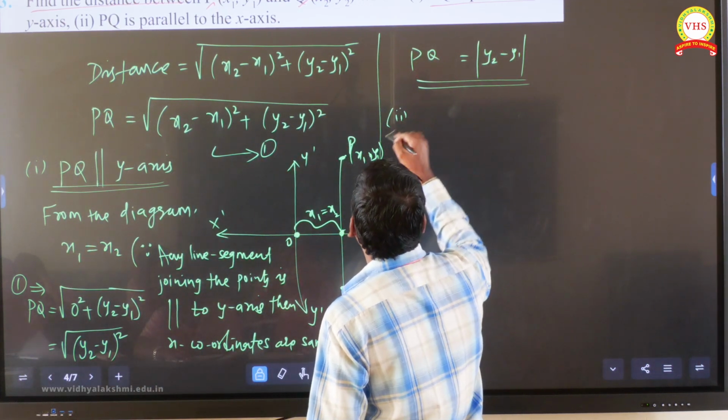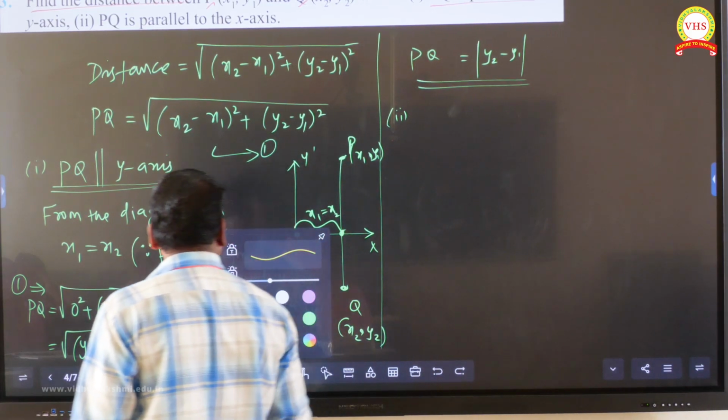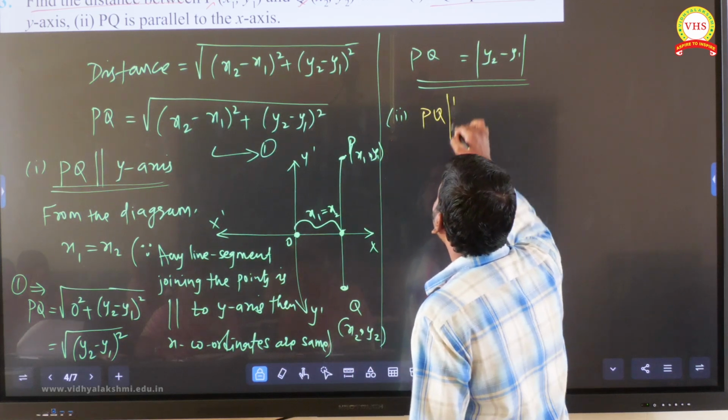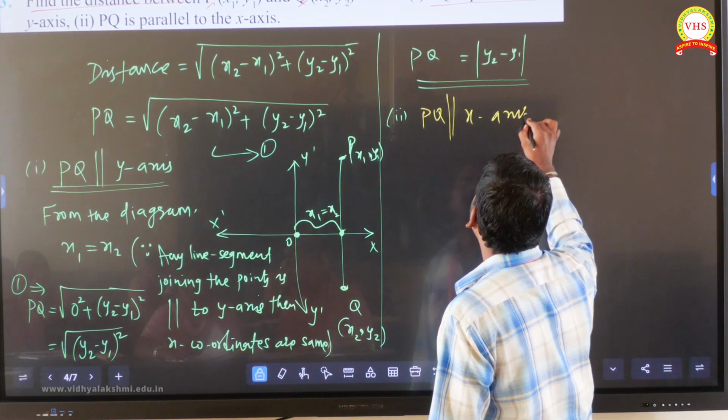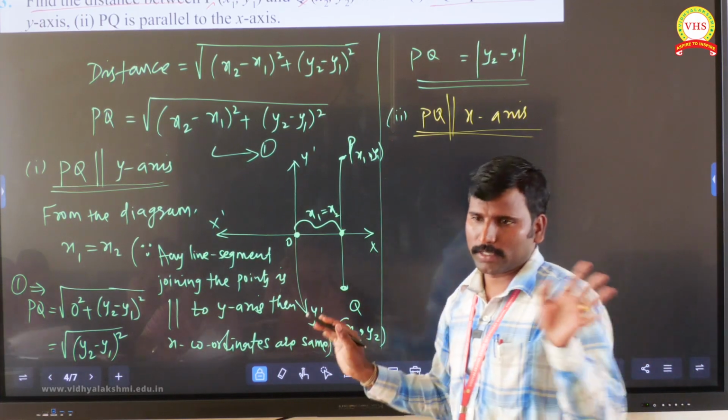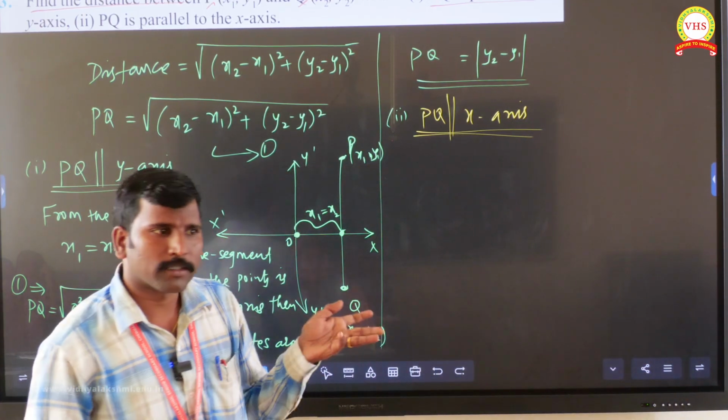What is the second question they are telling? Parallel to x-axis. Then what will it be? PQ parallel to x-axis, what will it become? You just tell me. Similarly, modulus of x2 minus x1. That's it. Am I right?